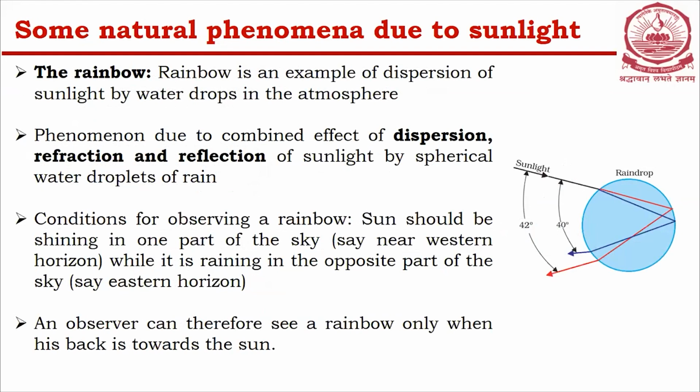You can understand the rainbow and how it appears when sunlight passes through raindrops. This is because of dispersion, and the phenomena that take place are dispersion, diffraction, and reflection by spherical water droplets. You can see in the diagram how the rainbow appears.